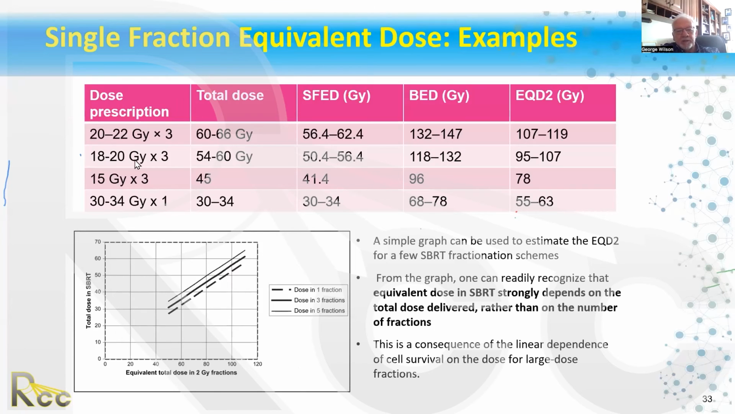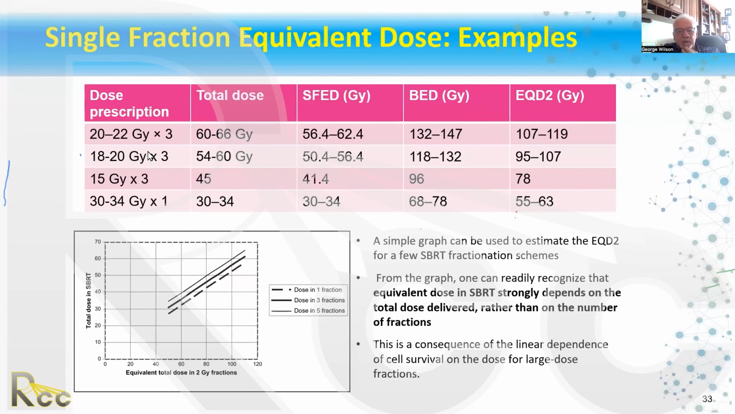Here we have 4 different SBRT schedules. Here we have 3 fractions giving higher doses, and we're reducing 20 to 22, 18 to 20, 15 gray in 3 fractions, and 30 to 34 gray in 1 fraction. So these are the total doses that are being delivered. This would be the single fraction equivalent dose. This would be the biologically effective dose, and this would be the equivalent dose in 2 gray.